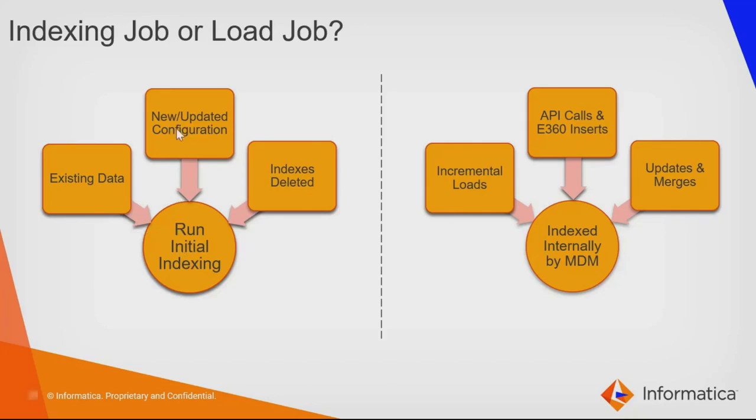The second one is the updated configuration. If I'm making some changes to the searchable columns or the parameters inside the provisioning tool, then I need to rerun the initial indexing job one more time. The third one is indexes deleted. If I'm manually deleting the indices in the Elasticsearch folder, I need to run the initial indexing job one more time.